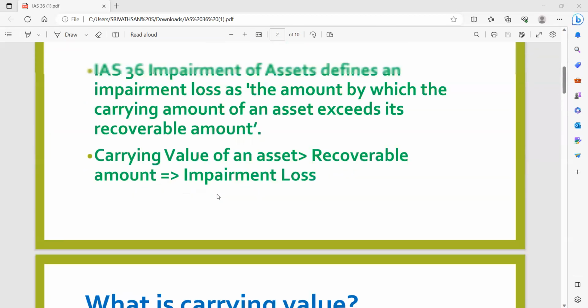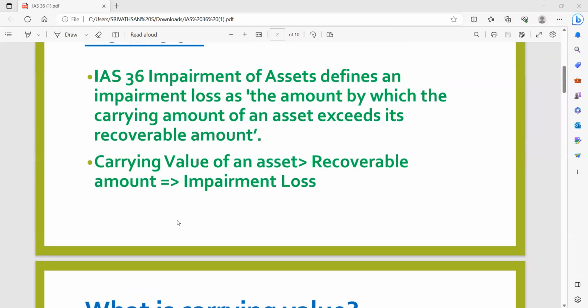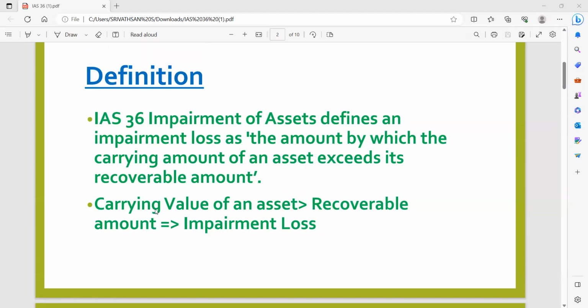But why do we need to do all this? Why do we need to record an impairment loss if the carrying value of an asset is greater than the recoverable amount? The prudence concept of accounting tells us to estimate all losses and expenses, but not to estimate any gains. So for example, let's say that the carrying value of an asset is 10,000, but the recoverable amount of the asset is only 5,000.